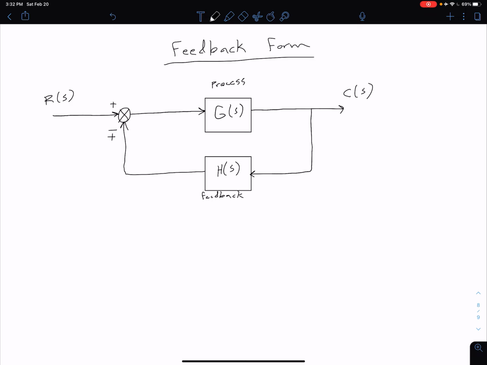And so this signal right here after our summing junction, we're going to call this E of S. And if we have a unity gain system, that's going to be our error signal. But to keep things more general, if we don't have unity gain, we can call this our actuating signal.